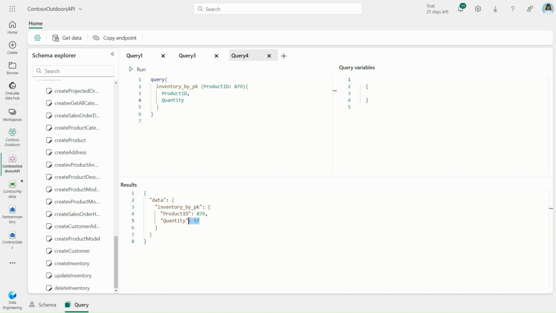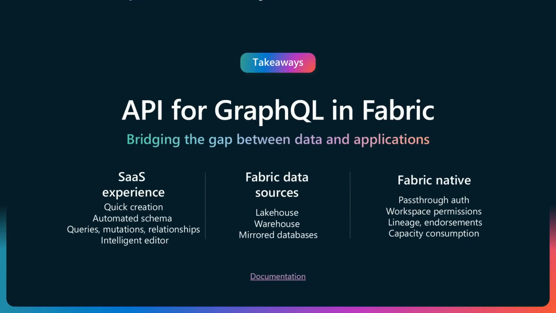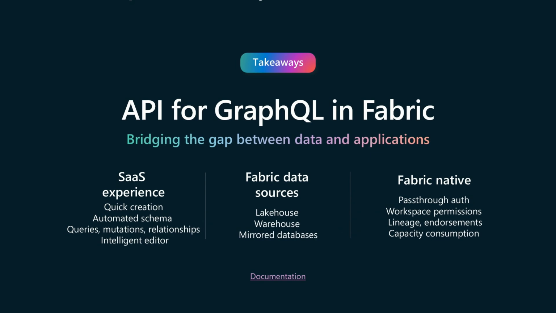And so, folks, as you've seen here through this demo, the API for GraphQL is extremely rich, right? What you saw through this entire experience is, number one, quick creation, a complete SaaS experience. Everything's in the portal. We support queries, mutations, relationships, which is the equivalent of joins, as well as the intelligent editor with IntelliSense. We've already created simple mutations for you that you could use.